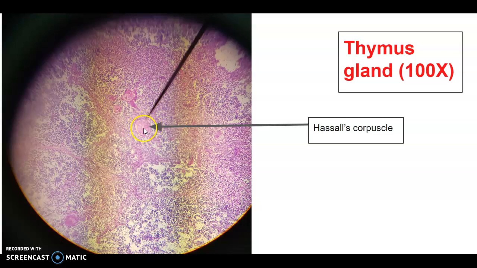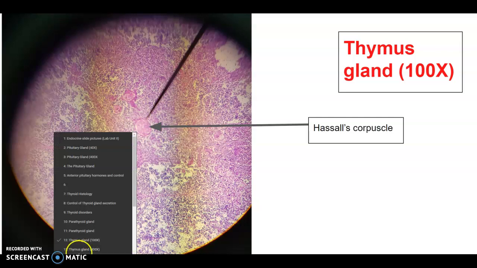What is the exact function of Hassel corpuscle? We still don't know this, but we definitely know that it produces a chemical messenger called the cytokine. And you studied cytokine in Unit 1, Chapter 1, yes, in blood.